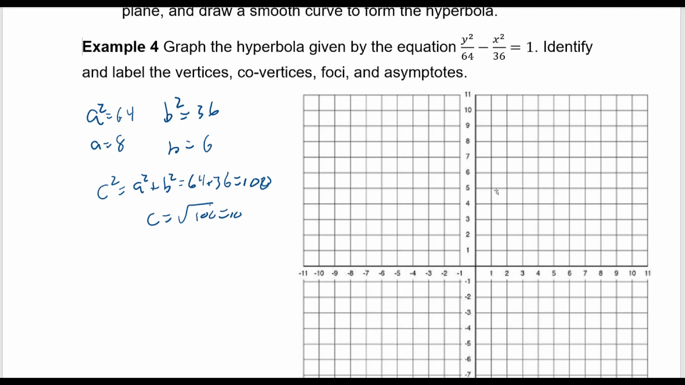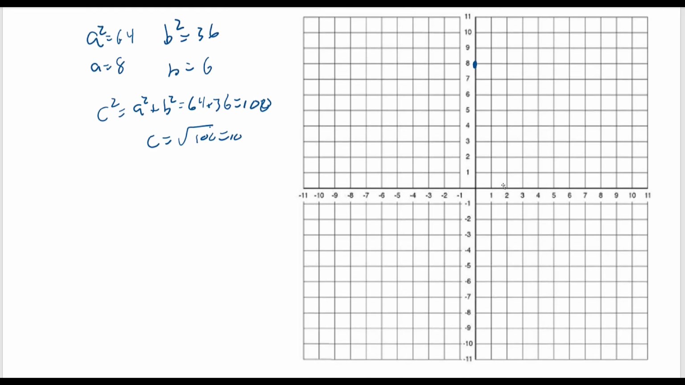So given that the y is the positive term, that's going to be the transverse axis, so it's going to go up 8, excuse me, down 8. The foci are at 10 and negative 10 on the y-axis. Then you go out 6 on the x-axis, negative 6 there.